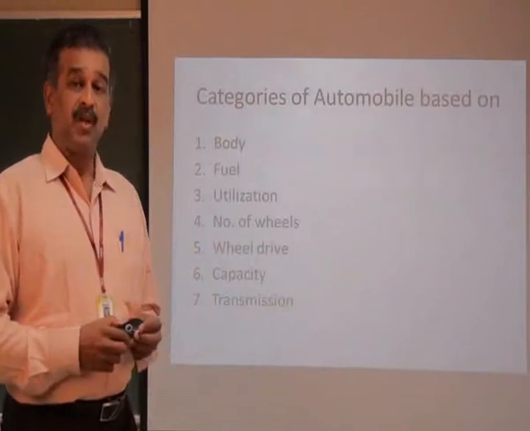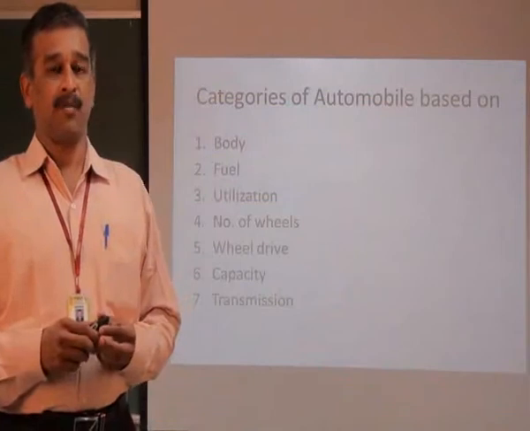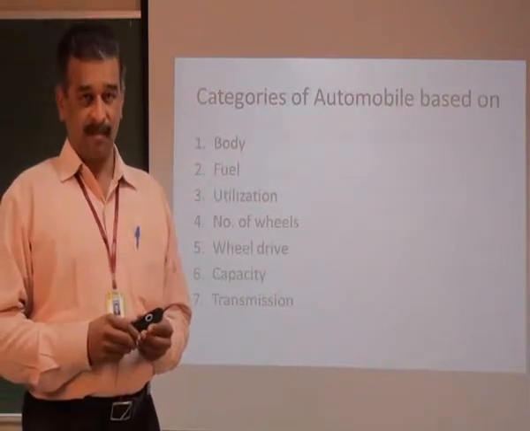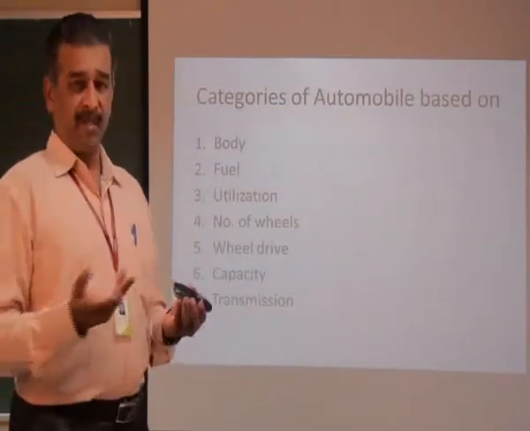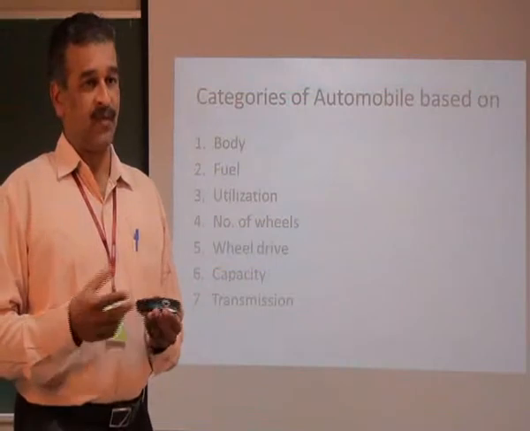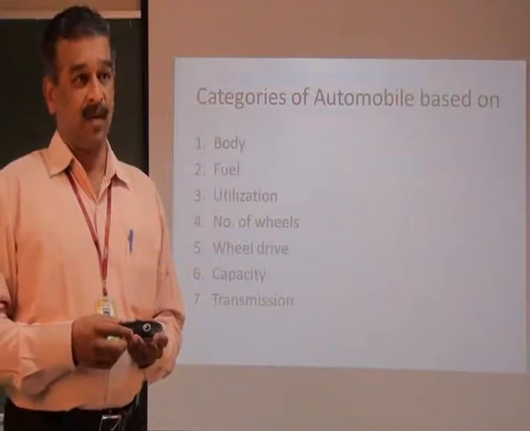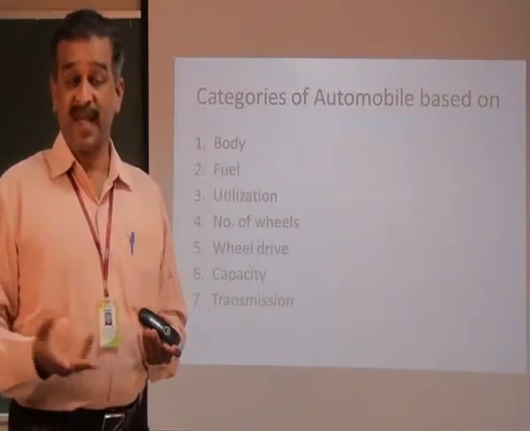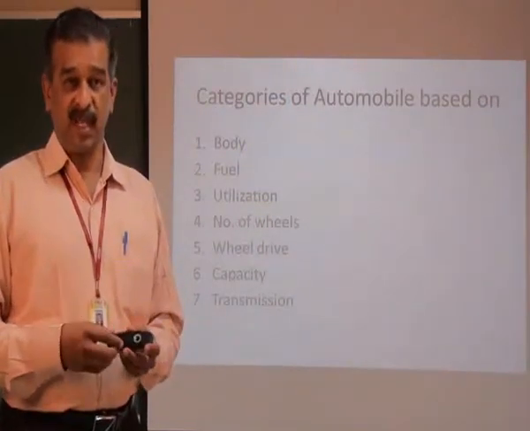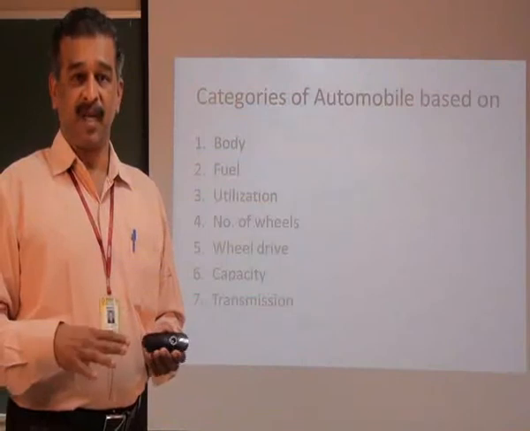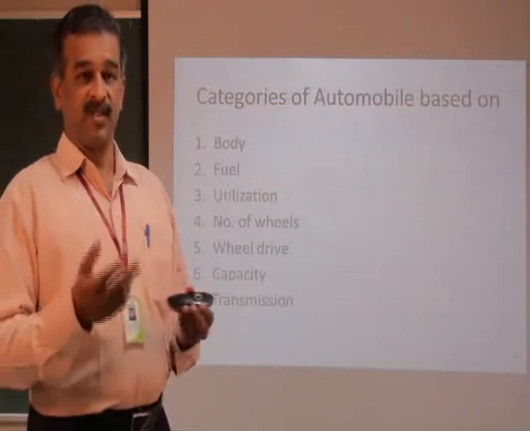Then number of wheels. Based on the number of wheels also we categorize the automobile. It can be a two-wheeler, which is loved by most of the youngsters, a three-wheeler like an auto, a four-wheeler, a car, or a six-wheeler, a bus. Nowadays even buses have more axles, like multi-axle vehicles. To have more sophistication, we build the vehicle in such a manner that the entire cabin will have all the facilities like that.